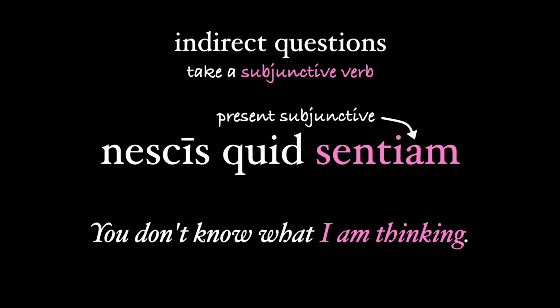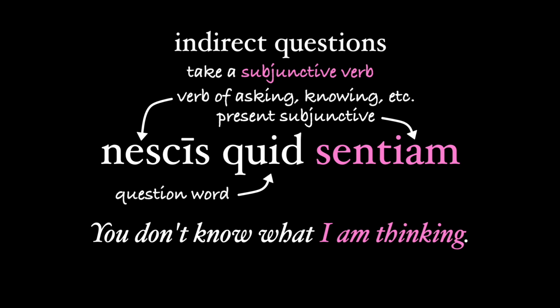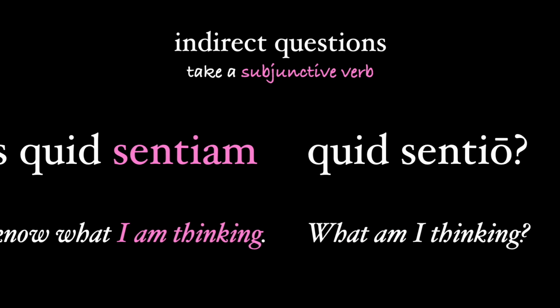The verb of our question, sentiam, is in the present subjunctive, and you'll almost always find the indirect question itself introduced by a question word, here quid, with the whole question itself introduced by a word relating to asking, here the nescis. Note that as a direct question, what am I thinking, would be quid sentio. Our subjunctive verb becomes an indicative when the question more or less expects an answer.